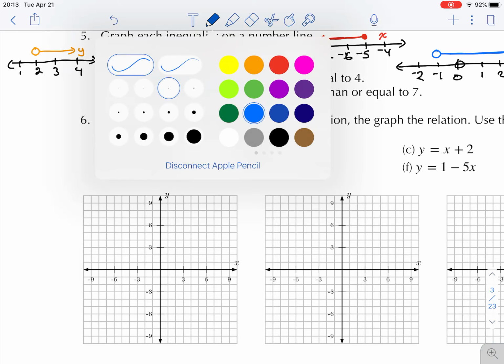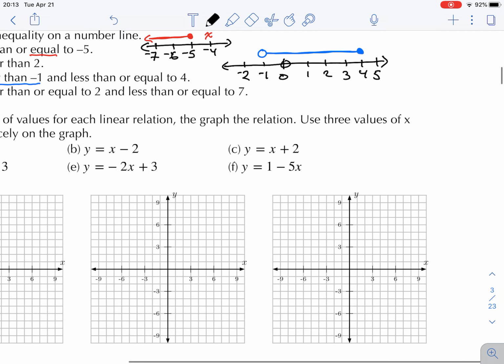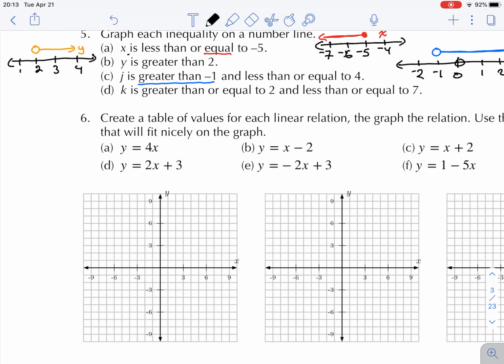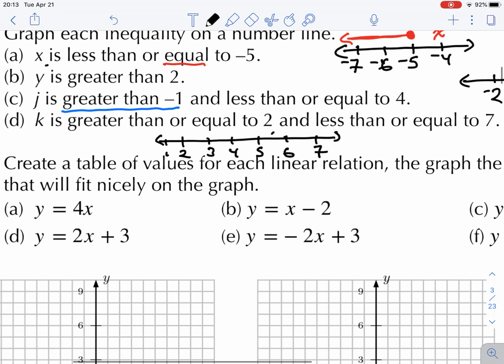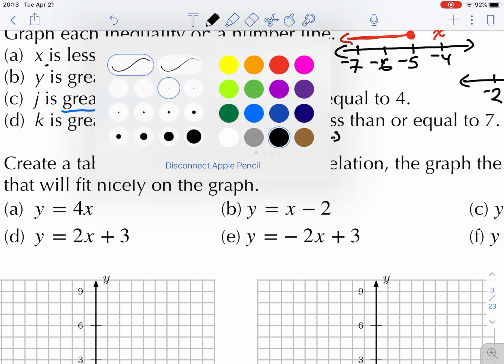Letter D. K is greater than or equal to 2 and less than or equal to 7. So again, we need a number line. I'm going to put it down here. 2 is the smallest number we need on here. We can put 1, 2, 3, 4, 5, 6, 7.